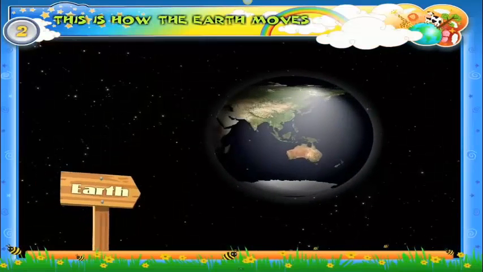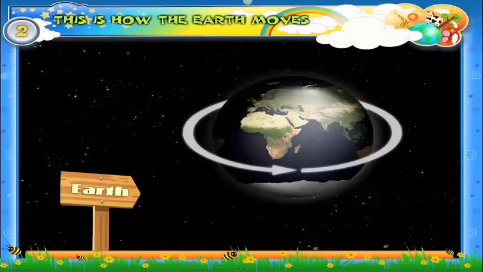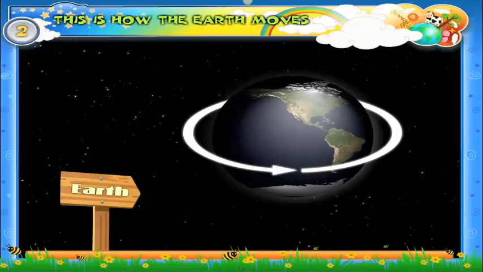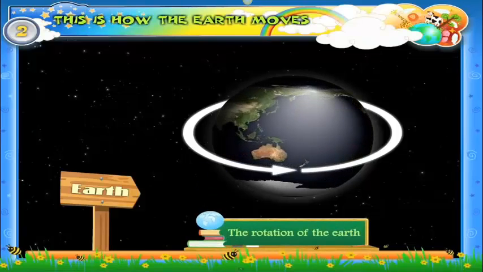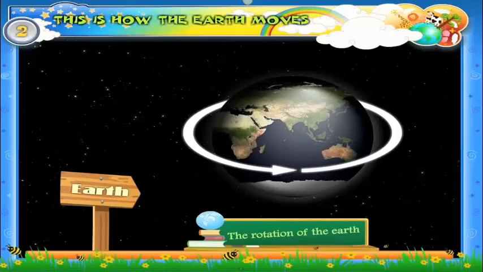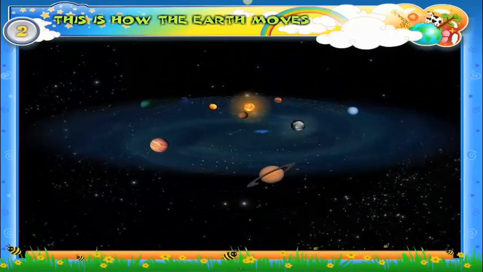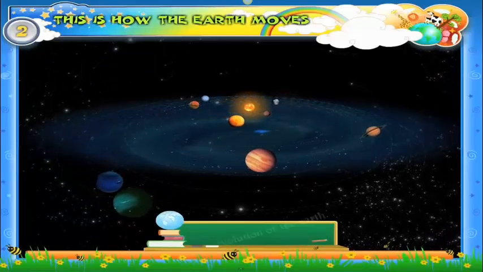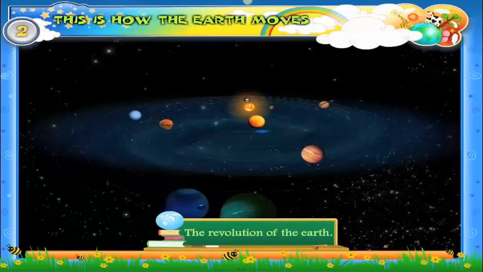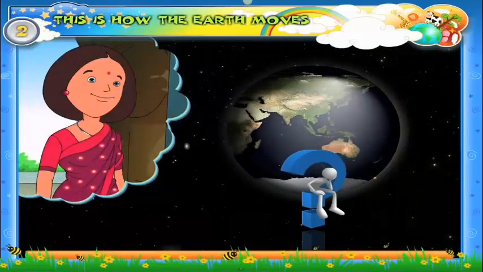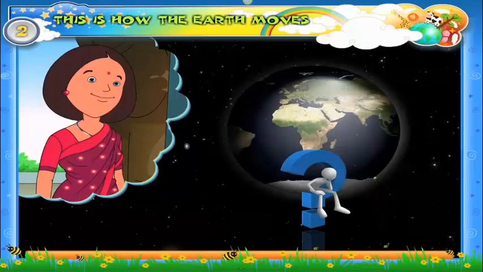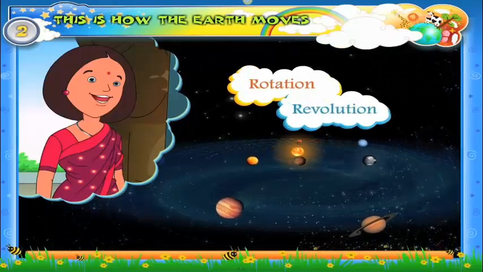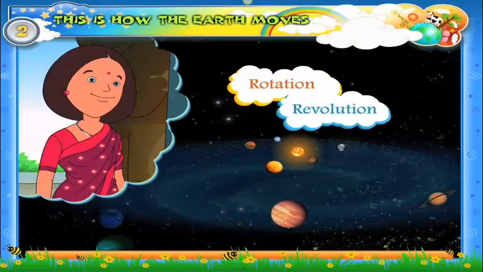Look at this picture of the Earth. The Earth is moving around itself. This movement is known as the rotation of the earth. The earth also moves around the sun. This movement is known as the revolution of the earth. What are the two movements of the earth? Rotation and revolution are the two movements of the earth.